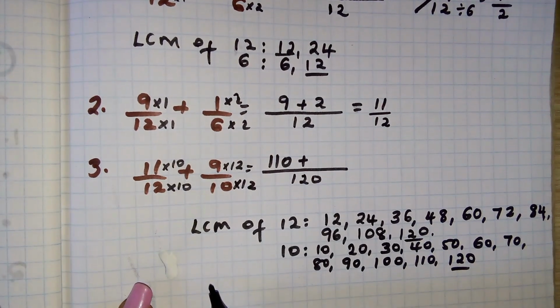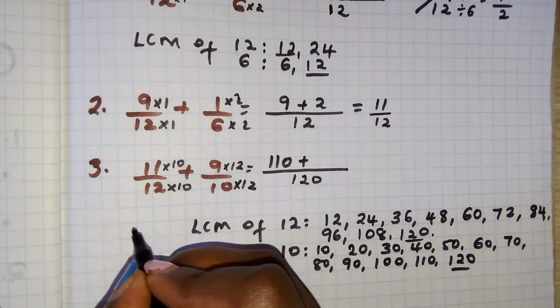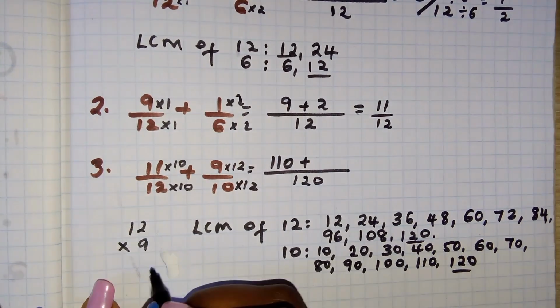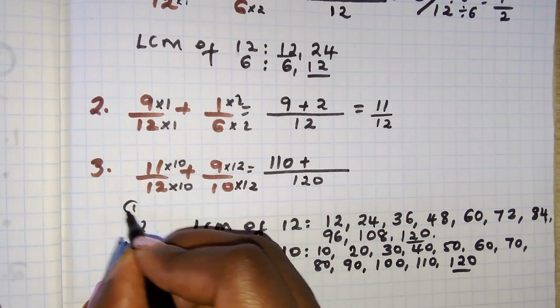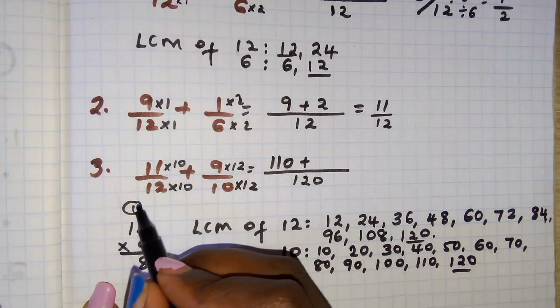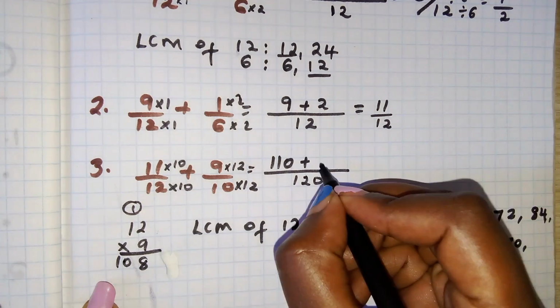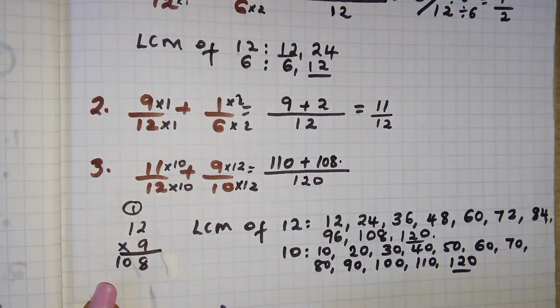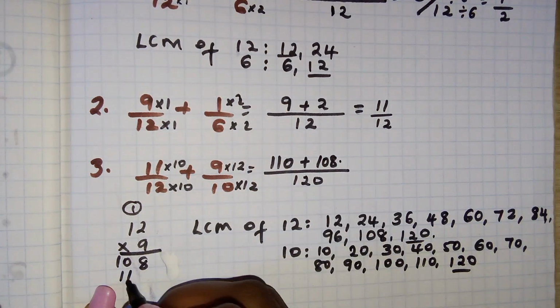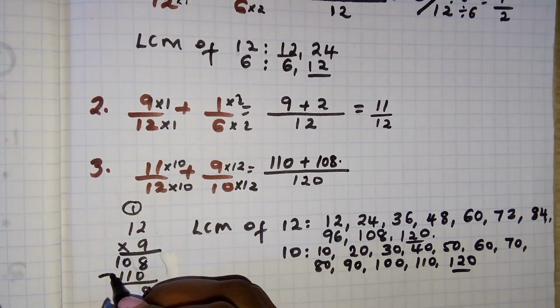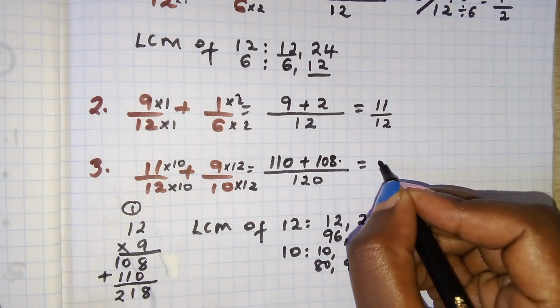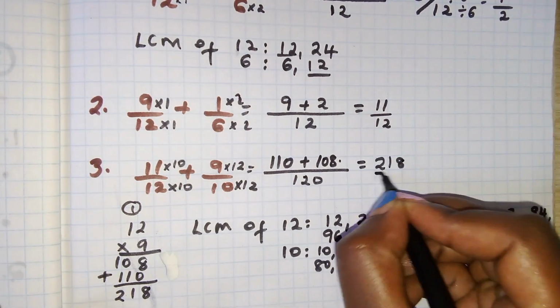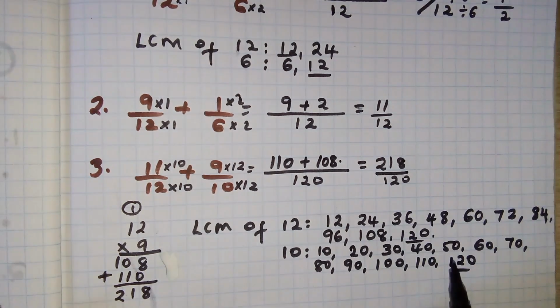So we have 12 times 9. Maybe we can do it here: 12 times 9. 2 times 9 is 18, then 9 times 1 is 9 plus 1, 10. So here it's 108. Then you can add the 108 to 110. 8 plus 0 is 8. 0 plus 1 is 1. 1 plus 1 is 2. This one is 218 out of 120.